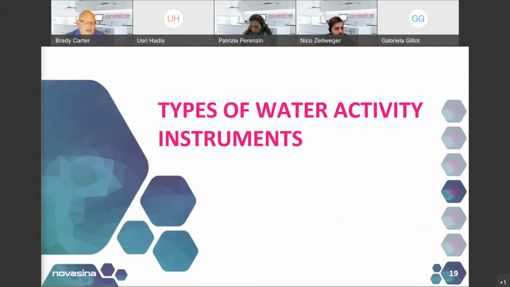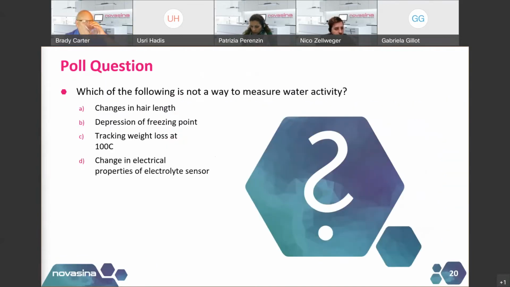Okay, so how do you measure water activity? Let's do a real quick poll question. This is kind of a fun one just to see if you're familiar with the different ways that you can measure water activity. On this poll question, what we want you to do is choose which one of these is not a way to measure water activity.